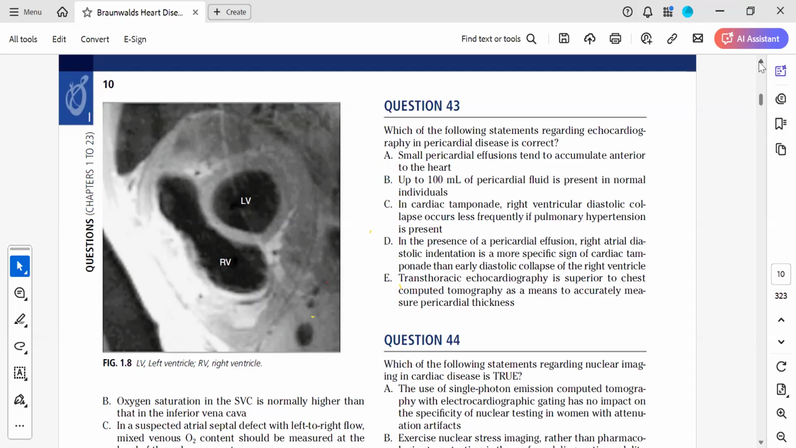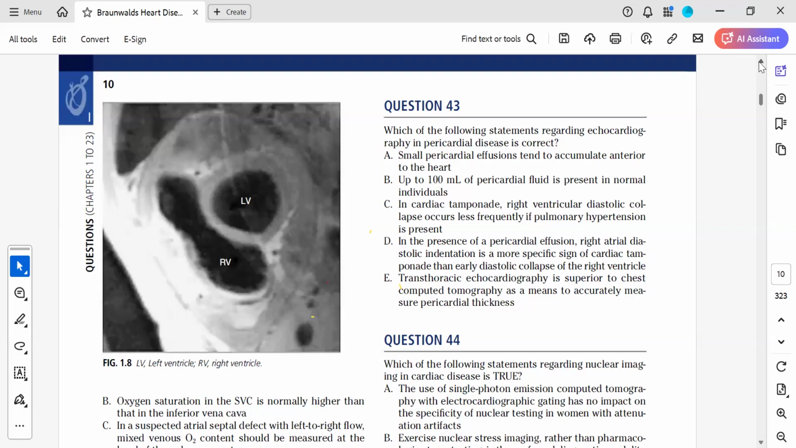Then D, in the presence of a pericardial effusion, right atrial diastolic indentation is a more specific sign of cardiac tamponade than early diastolic collapse of the right ventricle. This is false. The early diastolic collapse of the RV is more specific compared to the right atrial diastolic indentation. Then E, transthoracic echo is superior to chest computed tomography as a means to accurately measure pericardial thickness. This is also false. Computed tomography is superior in measuring pericardial thickness compared to echocardiography.